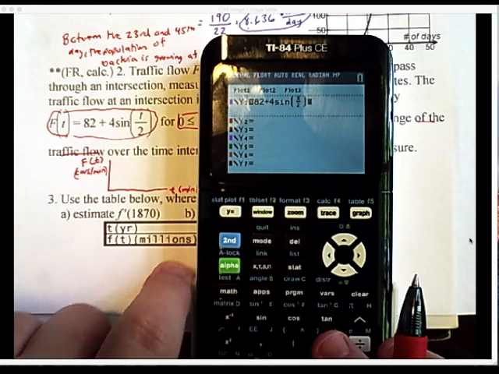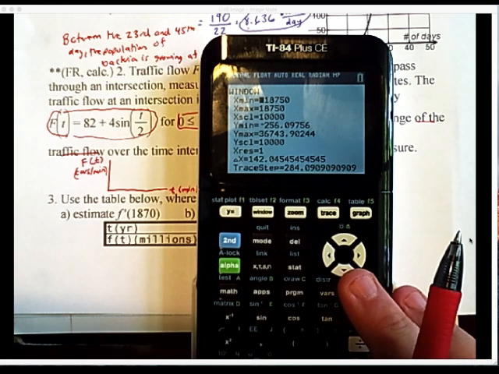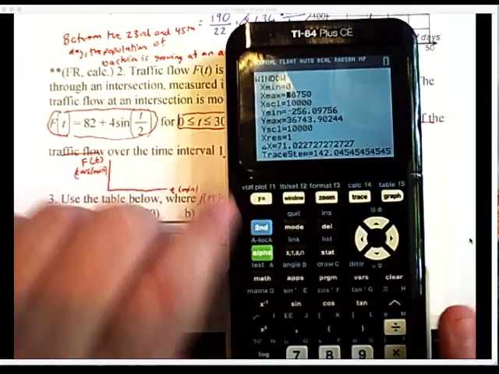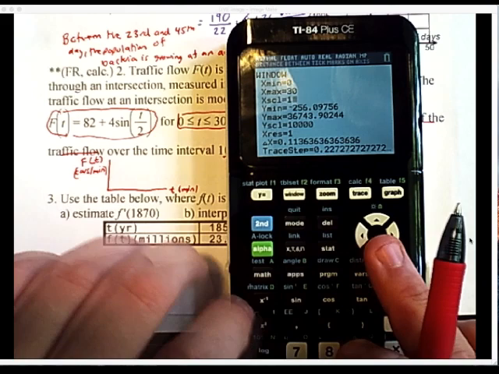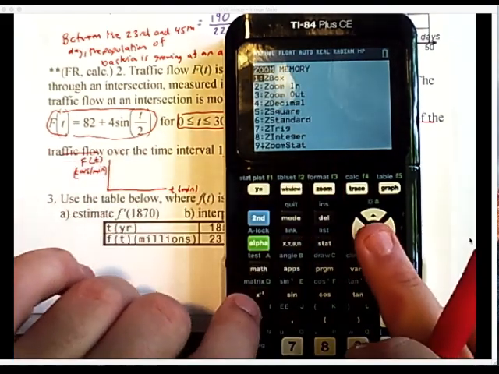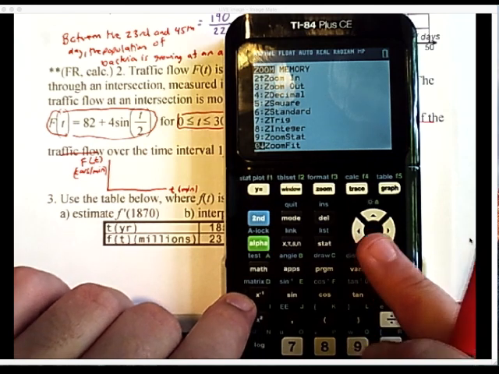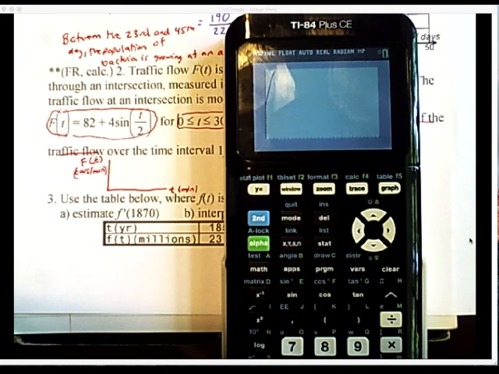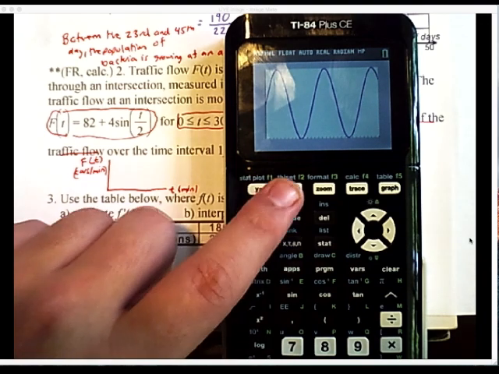Okay. And that's good. Before I hit graph, I'm just going to put in this time interval they gave me. So I'm going to say between 0 and 30, we can scale by 1, and then I'm going to do zoom, and go down to zoom fit. I'm going to hit enter. So here's what the curve looks like. It's some sort of sinusoid function. No big deal.